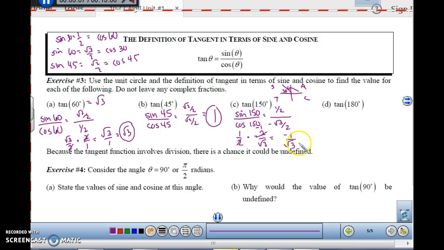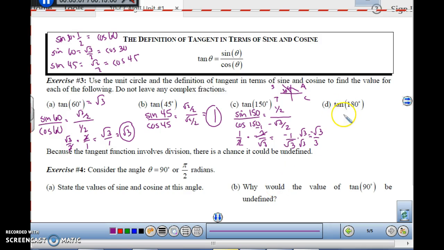Now, we don't usually like to leave the square root of 3 in the denominator, so I'm going to multiply this by the square root of 3 over 3. Because that'll cancel out the square root, leaving 3. So this is negative square root of 3 over 3. And that is the tangent of 150.